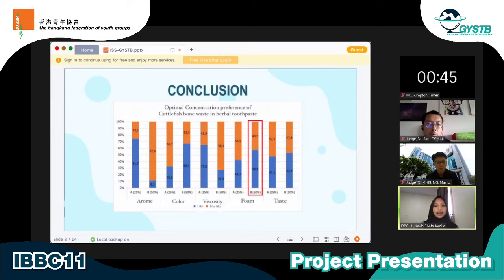From all the test results that have been done, it can be concluded that toothpaste with the addition of 50% cuttlefish bone powder is better than the addition of 25% cuttlefish bone powder.